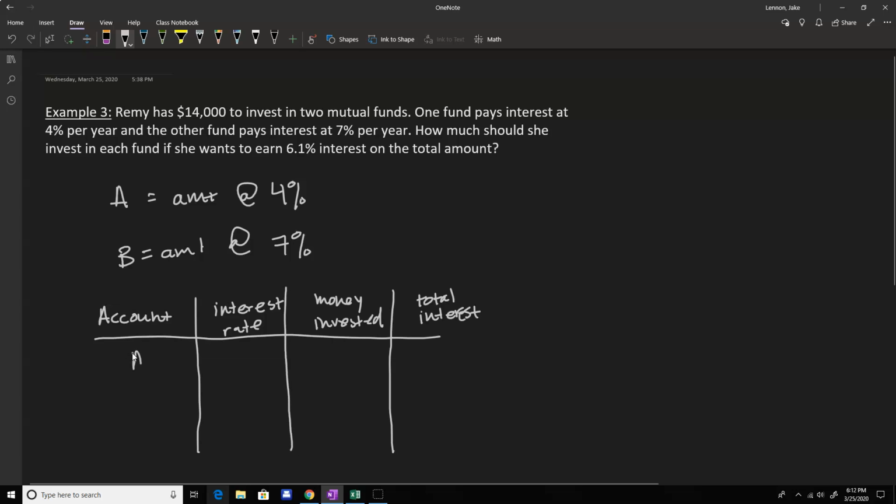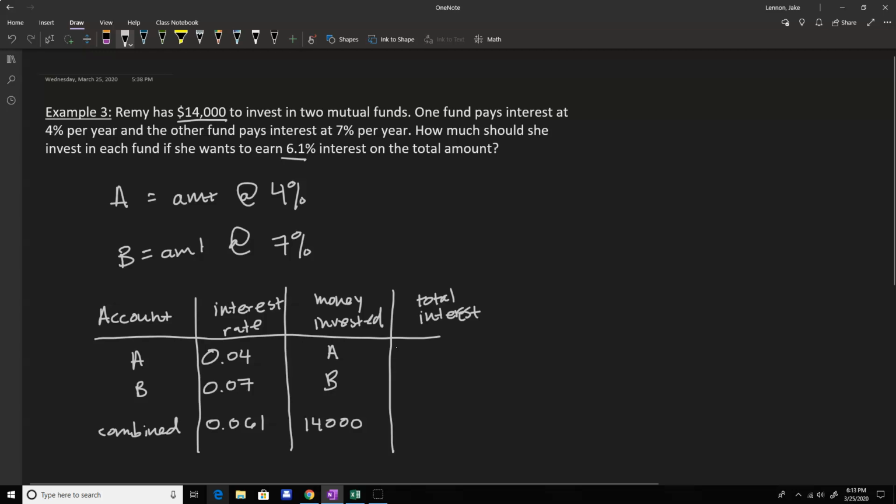So we have three accounts we care about. We have account A, account B, and then the combined account, we can call it. So let's use our interest rates as decimals here. Account A is 0.04, account B is 0.07, and the combined account is 0.061. That's the combined interest rate that we see in the very last sentence. So the money invested, that's what we let our variables be. So we invest $A into account A, $B into account B, and then $14,000 is the total amount invested.